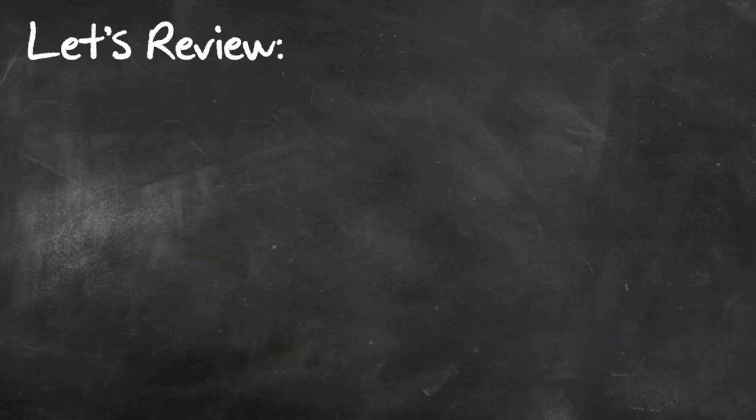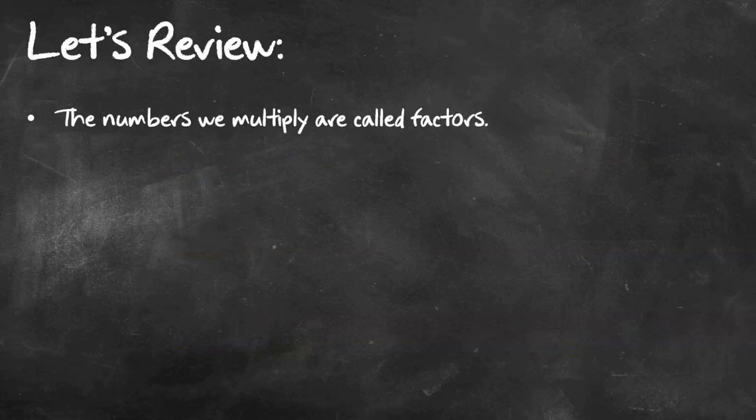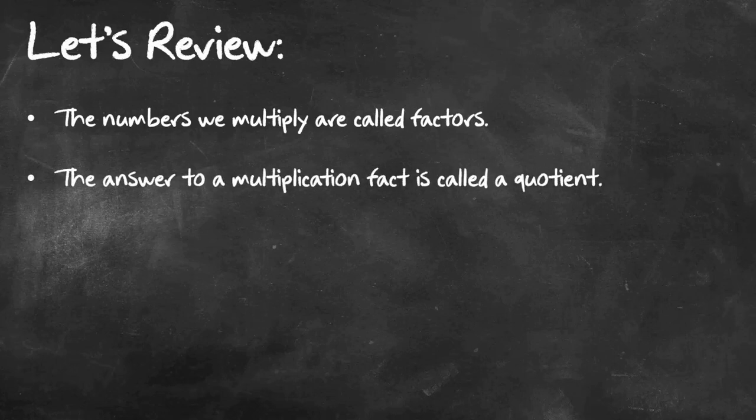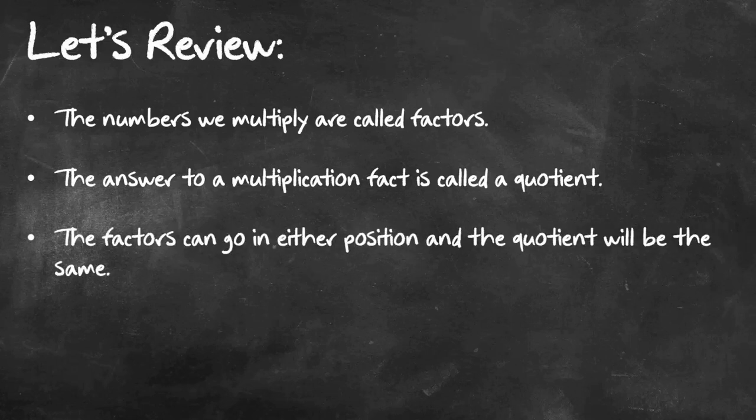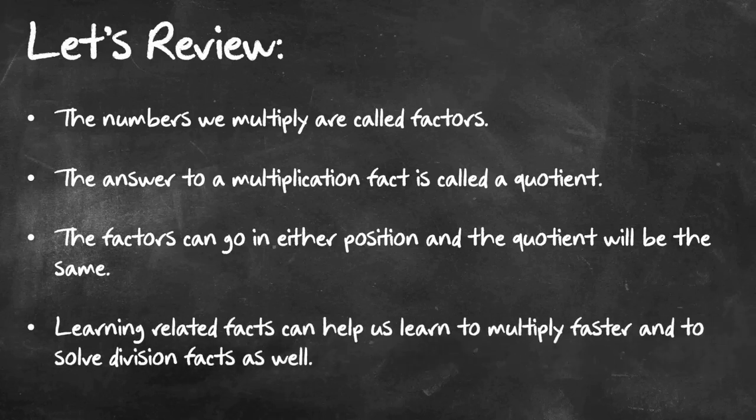So let's review what we've just gone through together. First off, the numbers we multiply are called factors. Every multiplication fact has to have at least 2 factors. The answer to a multiplication fact is called a quotient. The factors can go in either position, and the quotient will be the same. That's called the commutative property of multiplication. And learning related facts can help us to learn to multiply faster, and later on to solve division facts as well.